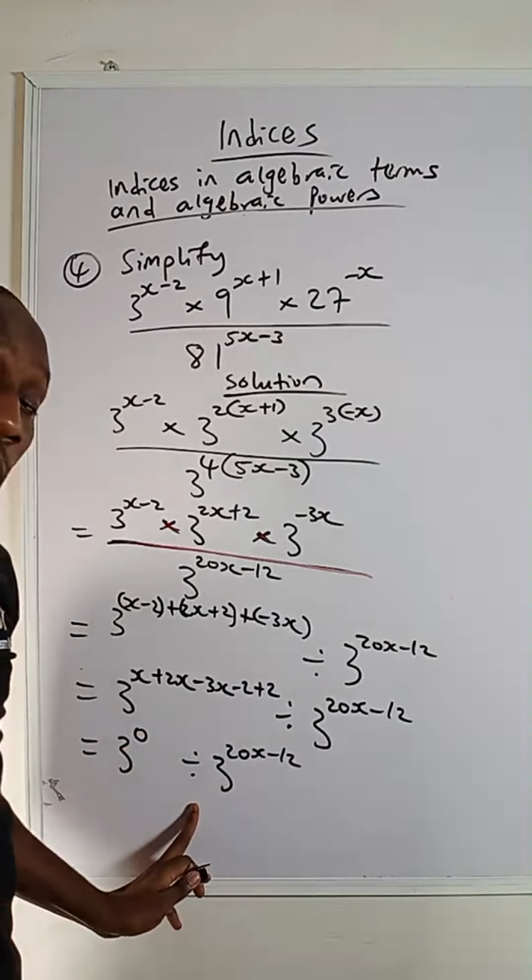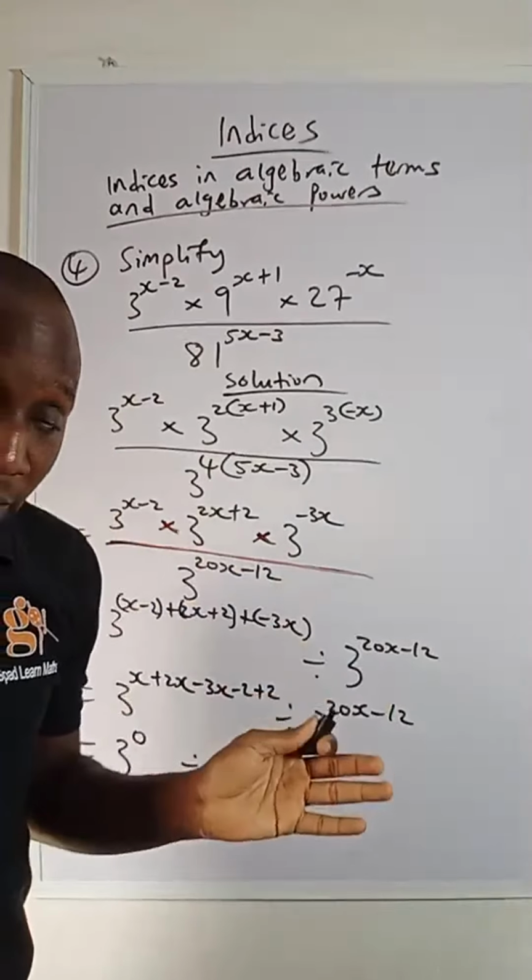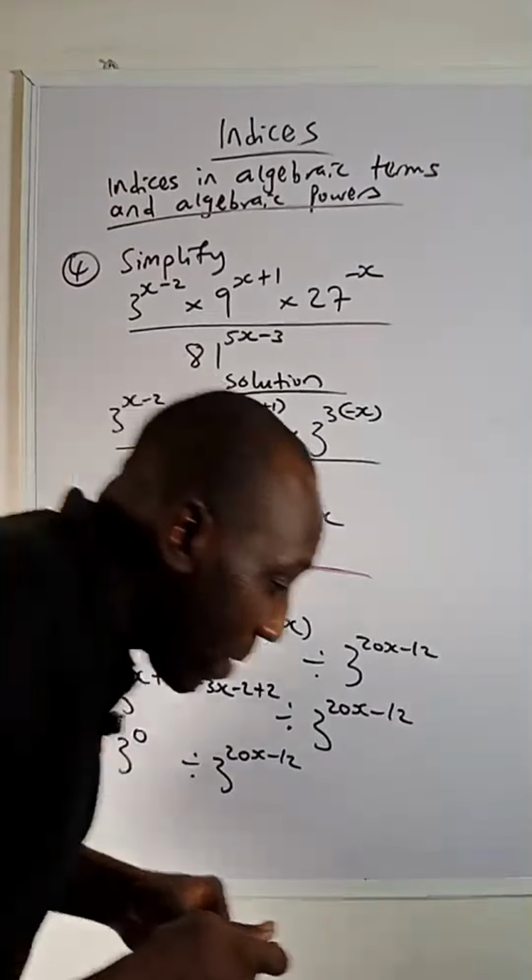So we are dividing. What do we do to the exponent? What do we do to the exponent? We subtract their exponent. I hope everything is in order.